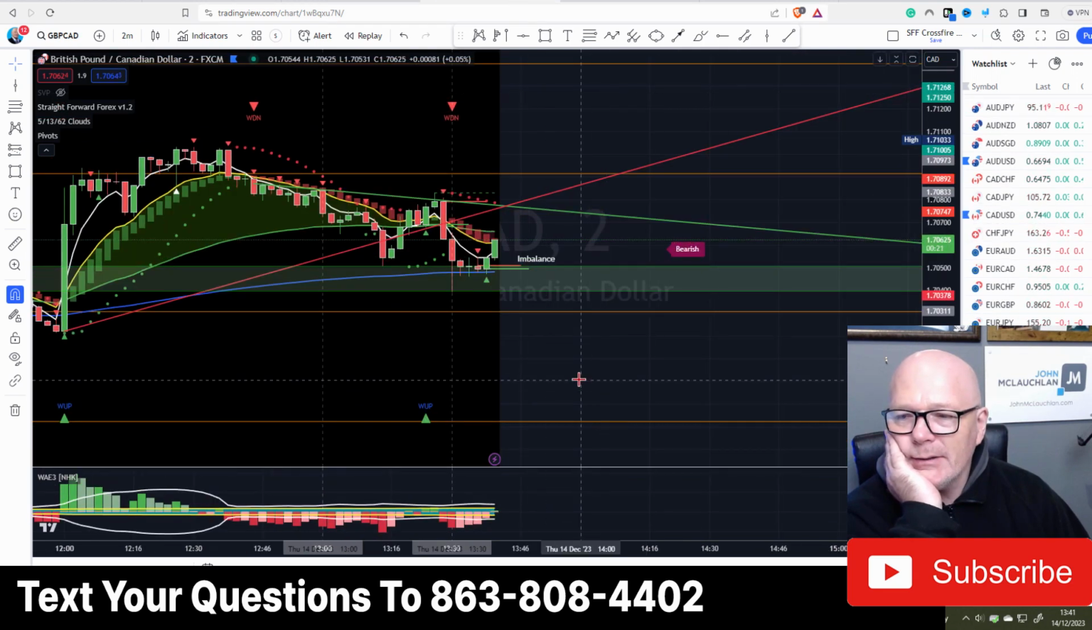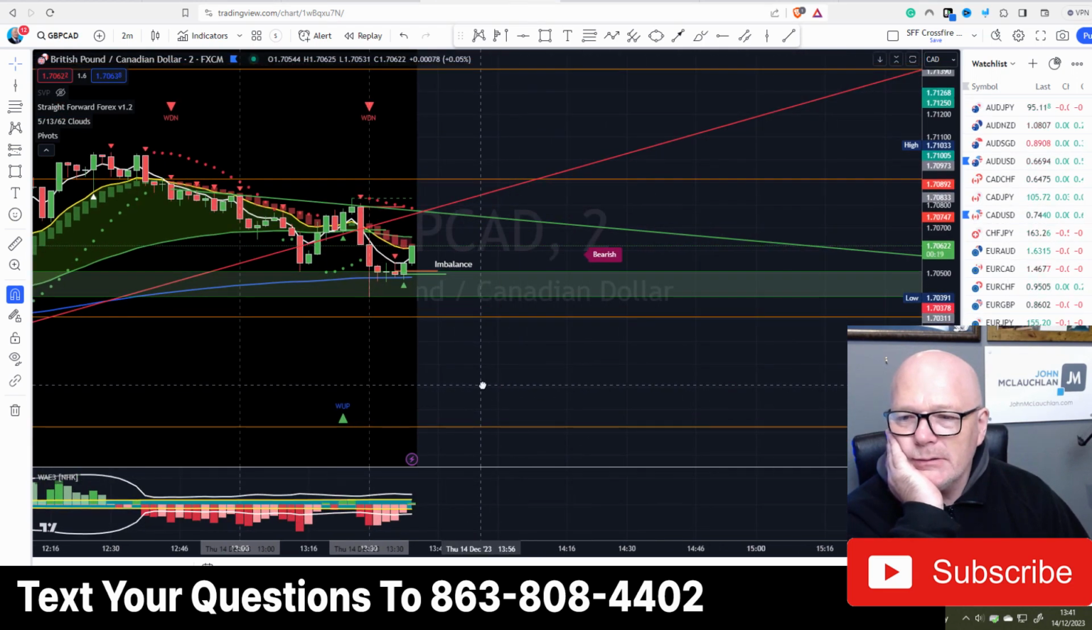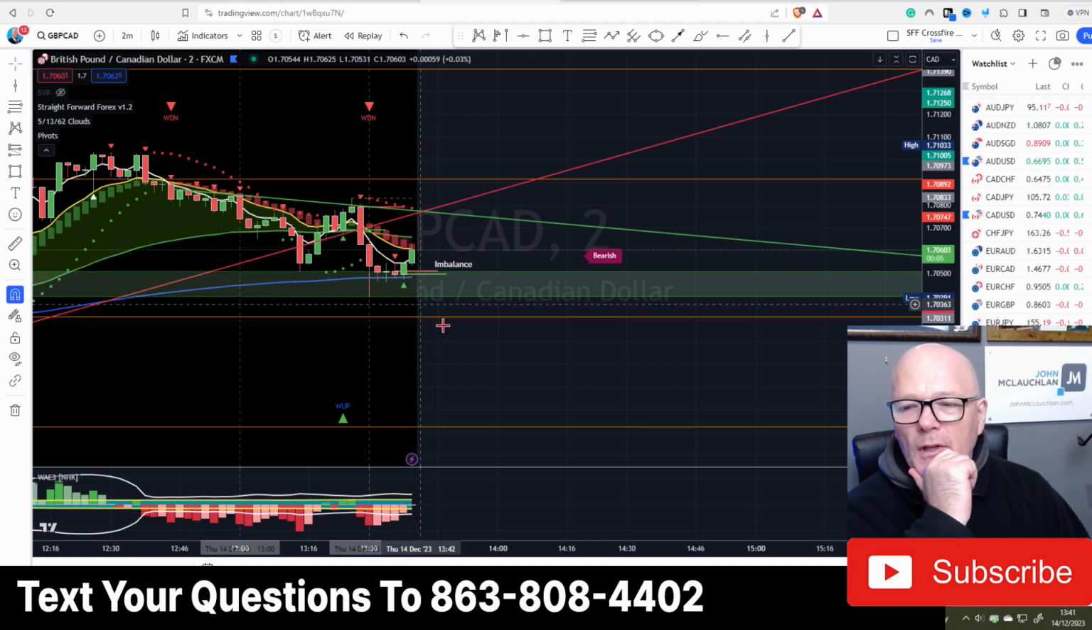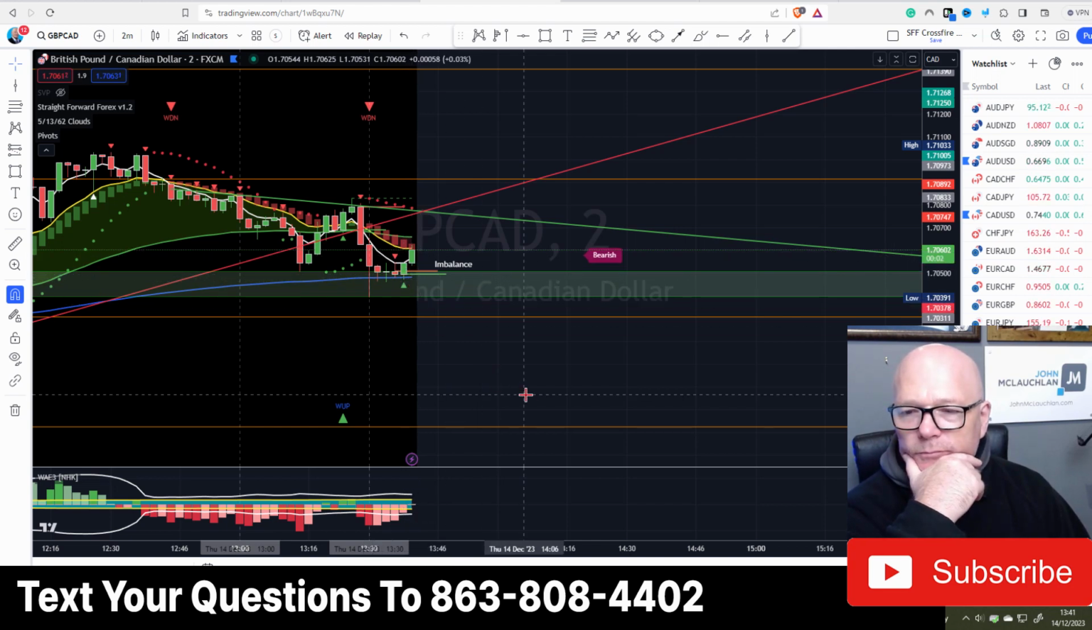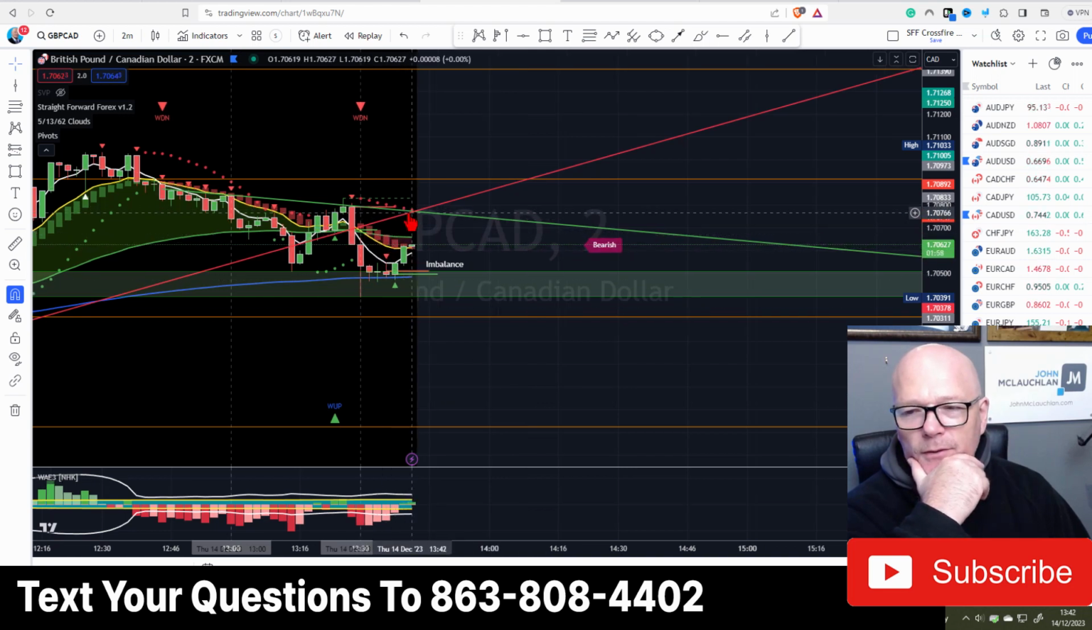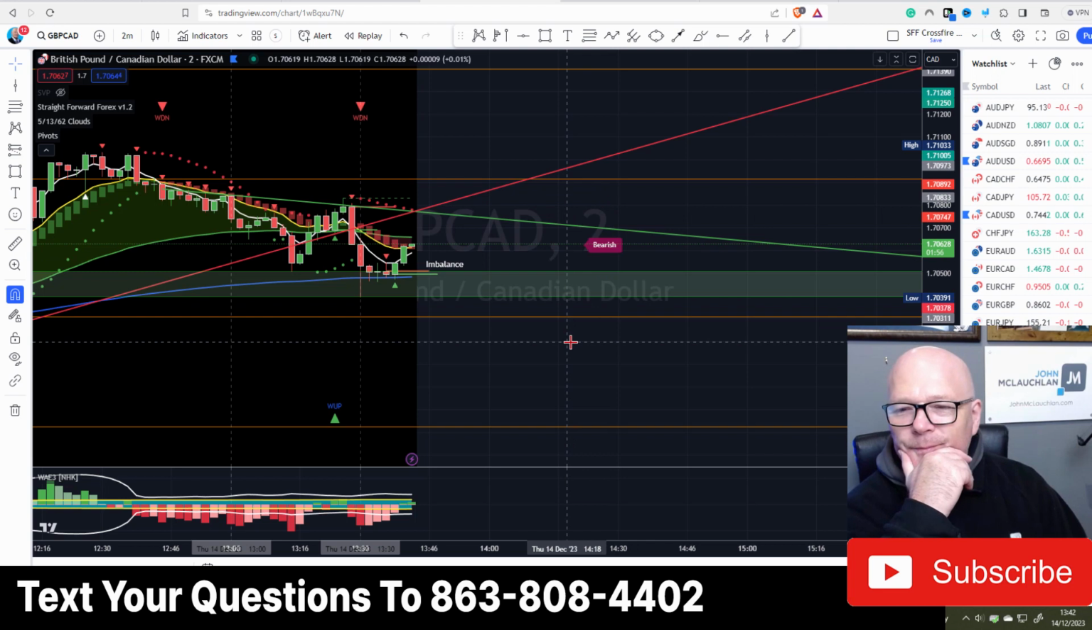GBP CAD. Yeah, it's not really doing anything. It's just kind of meandering. It's taken out this imbalance log. So we showed that before. Went into consolidation. It's trying to move up, but again, we've got so much resistance with the moving averages and the trend lines, and it's like trying to work your way through rush hour traffic.